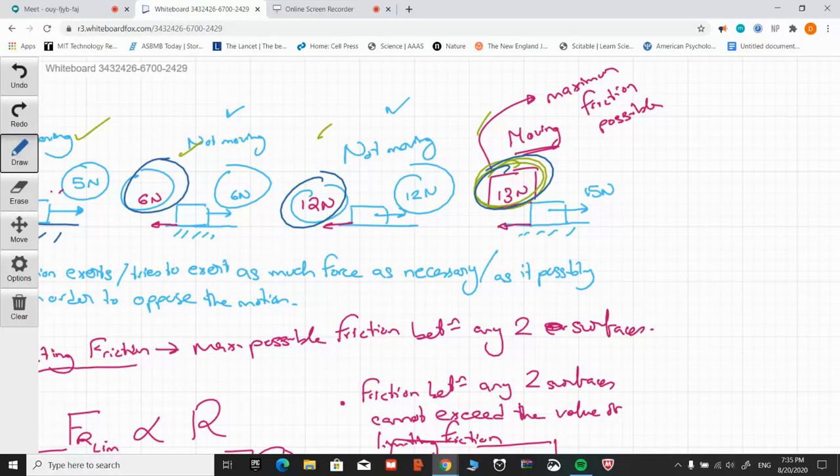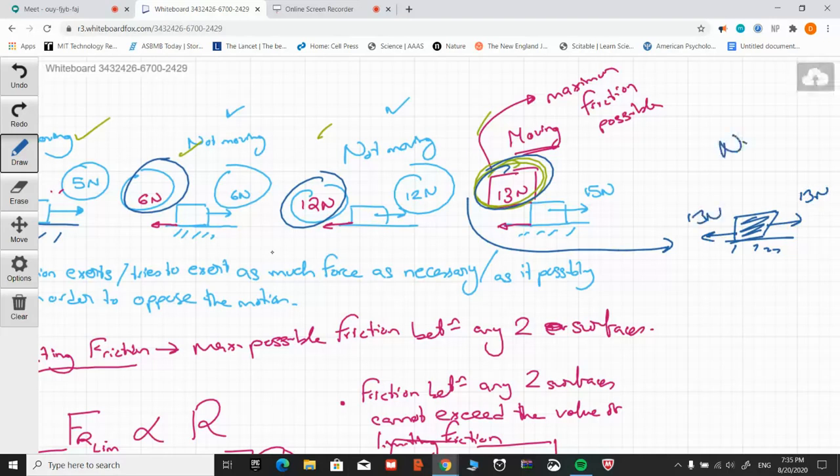So I'm going to add a diagram right in the middle. What if this was the case? 13 Newton applied and the friction is also 13 Newton. The object is still at rest, not moving. If you increase the force a little more, say to 13.2 Newton, then it will start to move.